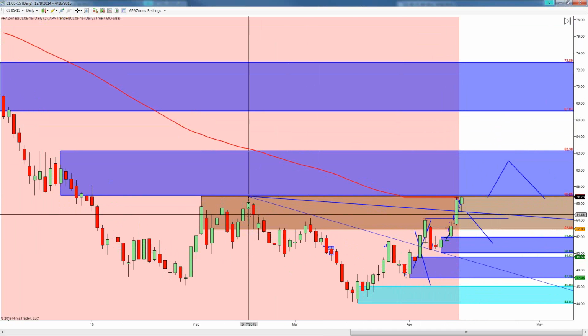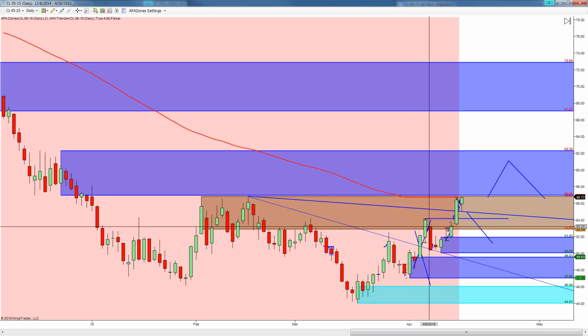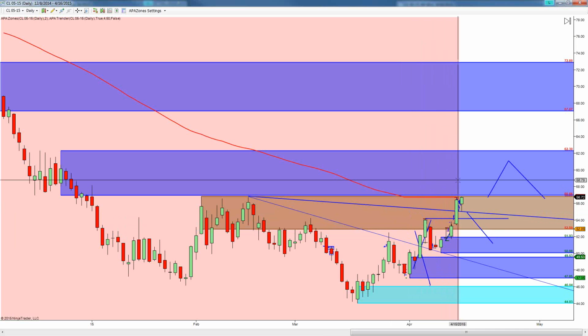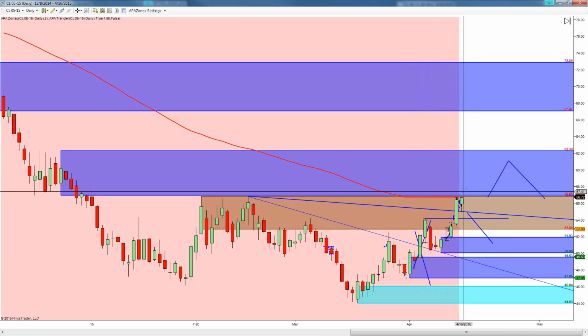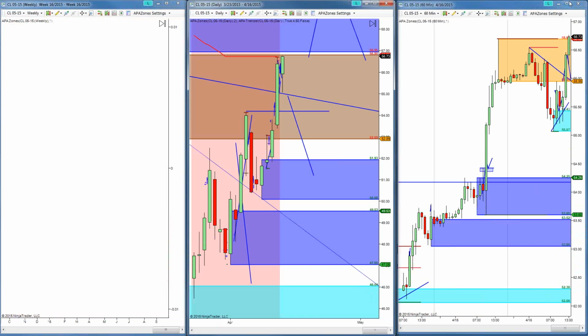This level had been the top of this broad range that had been going on since February. It's obviously not very fresh, and I'm interested to see if the true supply is up here, or if we're in a situation where momentum is to the upside and we're going to see a push higher.